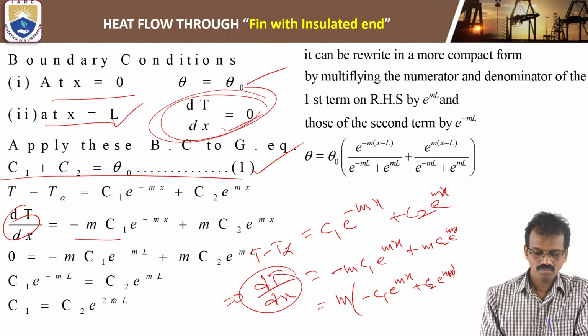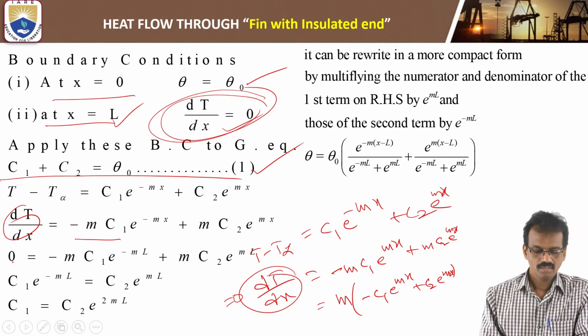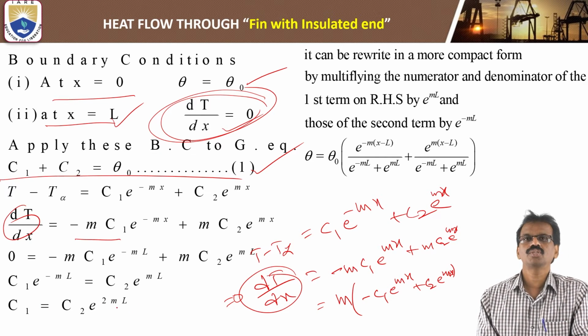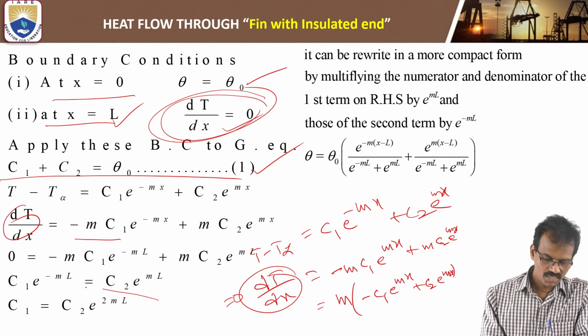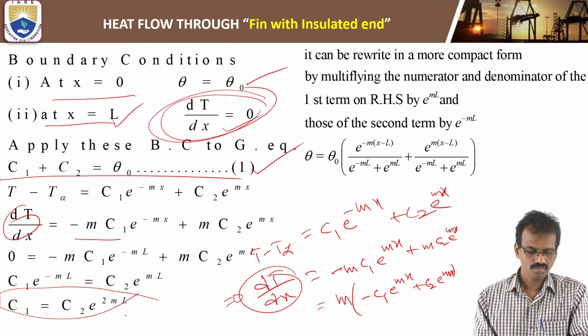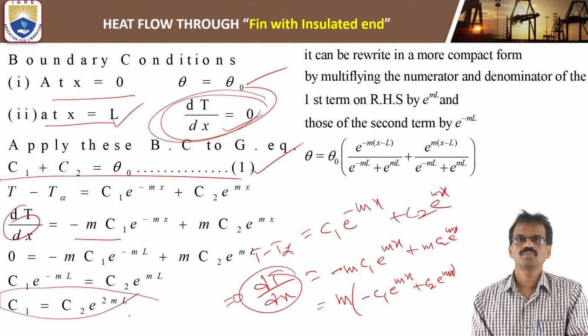Then we can rewrite this formula like c1 e to the power of minus ml. Because for the second boundary condition, x is equal to L, you can substitute L in the place of x. c1 e to the power of minus ml, cancel, because the total value is equal to 0. Then c1 e to the power of minus ml is equal to c2 e to the power of ml. So you can rewrite it as c1 is equal to c2 into e to the power of 2ml. So based upon the second boundary condition, we got the relationship c1 is equal to c2 into e to the power of 2ml.